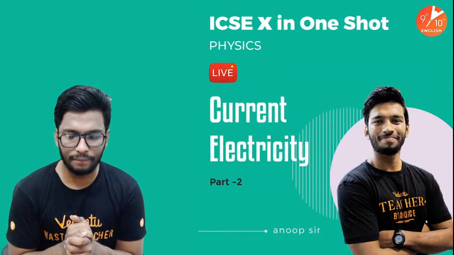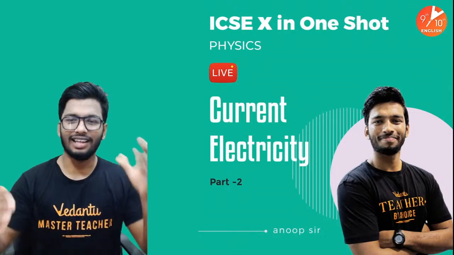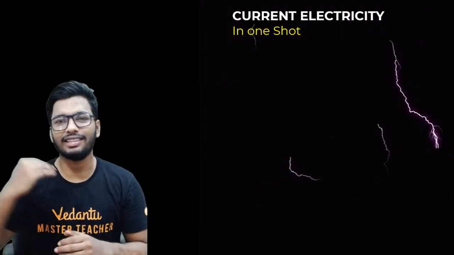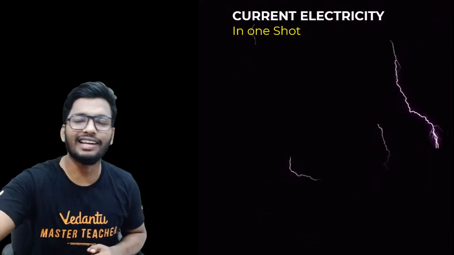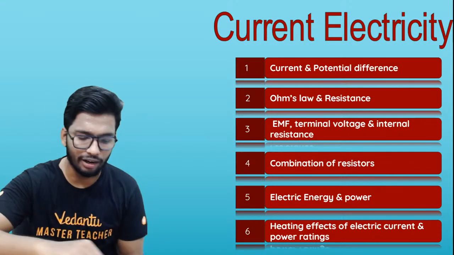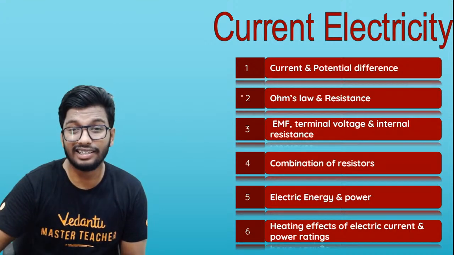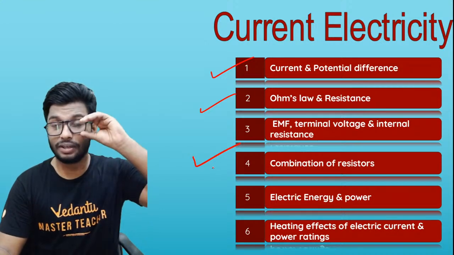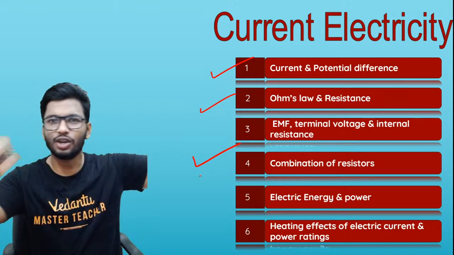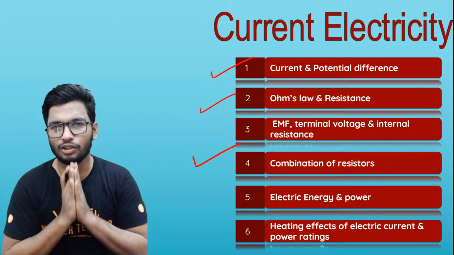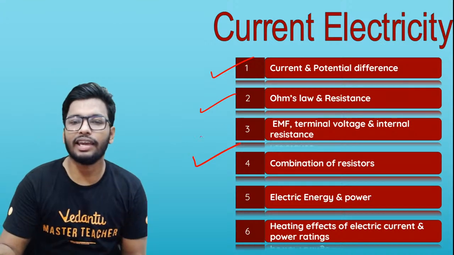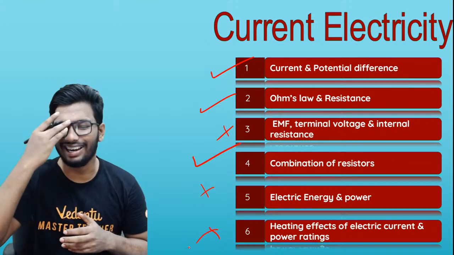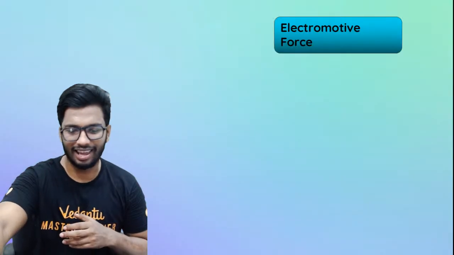All right. So people, let us now begin the last two chapters of ICSE. One is this and the other is radioactivity. We'll finish up this and then the next session will be for radioactivity itself. Now remember, guys, we have already done what is current, potential difference, Ohm's law, resistance, and combination of resistors. Make sure that you watch that before you watch this one. If you're attending for the very first time, it's okay, but make sure that you watch that as well. Today we'll be doing EMF, electric energy and potential, heating effect of electric current, and power ratings as well. All right, let's begin.